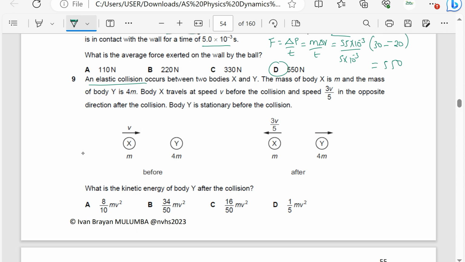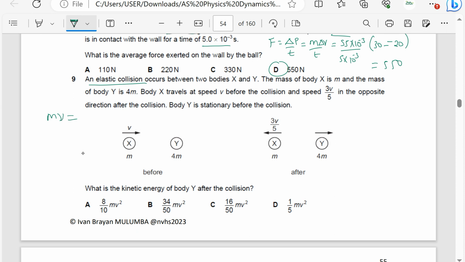An elastic collision occurs between two bodies X and Y. The mass of body X is m, the mass of body Y is 4m. Body X travels at speed v before the collision and speed 3v over 5 in the opposite direction after the collision. Body Y is stationary before. Okay. So total momentum is simply going to be for body X, m times its velocity, which is v. Total momentum before collision.